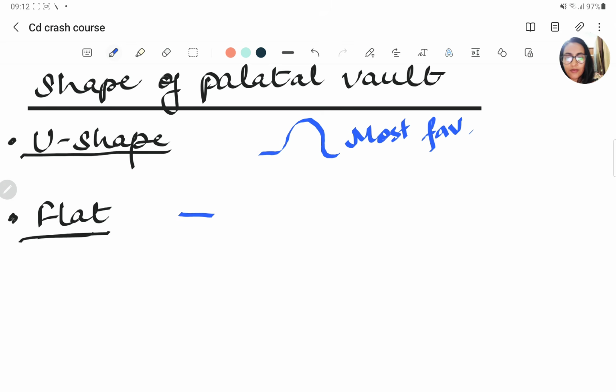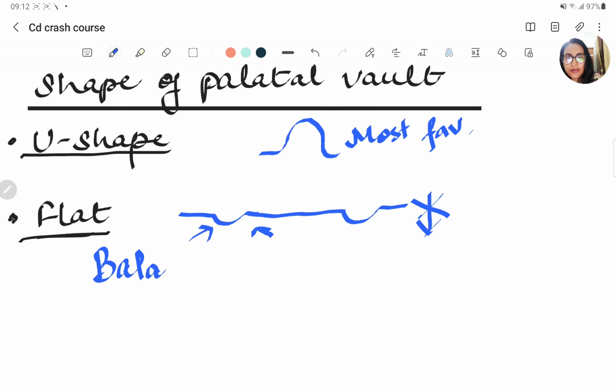What if the palate is a flat palate? Suppose these are the ridges of one side, then the palate is flat, and this is the other side ridge. In case of a flat palate, there is resistance to the downward pull, so the denture won't fall, but the denture will be dislodged by the lateral or rotational forces. So what if there is a lateral force coming? Then there will be a fall of the denture. Therefore, balanced occlusion is mandatory and must be given for a flat palate.